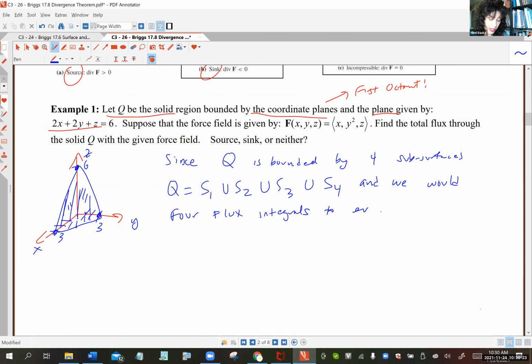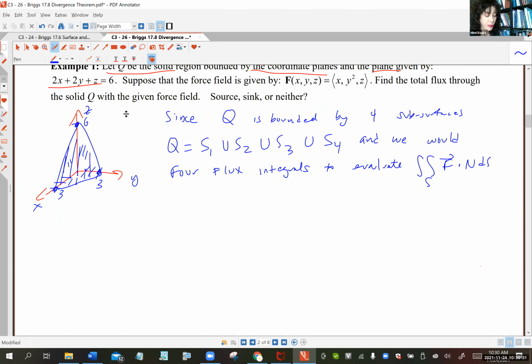To evaluate the total flux. So what are we saying? If somebody said, well, you're not allowed to use that divergence theorem in this problem, we're like, what? Yeah, you'd have to do the flux through the plane part. We could call that S1. We do that flux integral, and we do all the stuff that we did from last lecture.